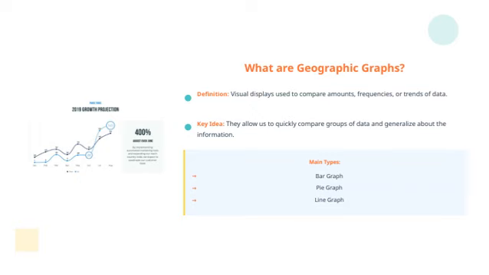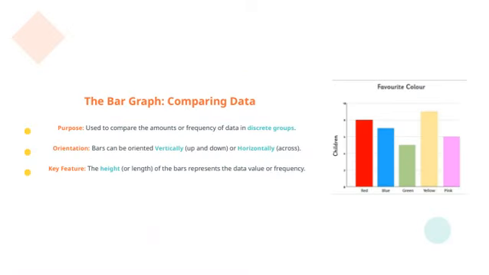Geographic graphs are a specific type of visual display that map data onto geographic locations, helping us understand spatial patterns and regional differences. They're essential for visualizing data that varies by location, making them a powerful tool for analysis in many fields. So let's talk about the key feature of bar graphs.